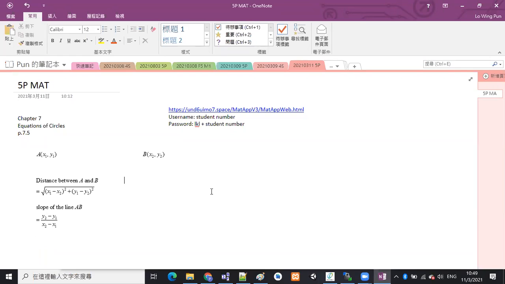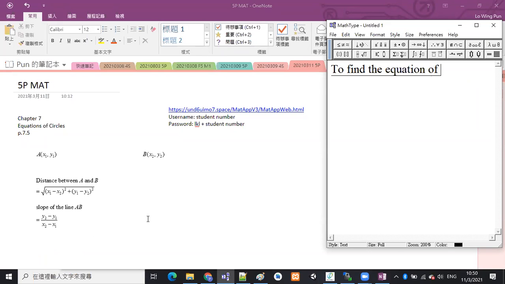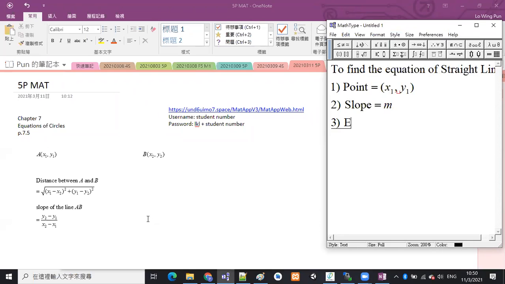Let me see. The next one will be the equation of straight line. Okay, to find the equation of straight line, we need 3 things. One is a point. Okay, so we will use x1, y1 to denote the coordinates of the point. And then second is the slope. So let us call it m. And then the third thing is to write down the equation of straight line, which will be written as y minus y1 equals m bracket x minus x1. And then we will continue to simplify.